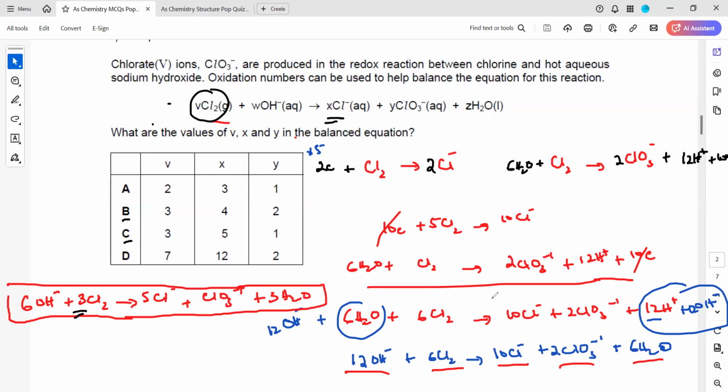The coefficient of the chloride is 5. So it means this is 5. And what is the coefficient of the chlorate, which is 1 here for us? So 1. So it means C will be the right answer for this equation. Is this question clear? Any doubt in this? Okay.